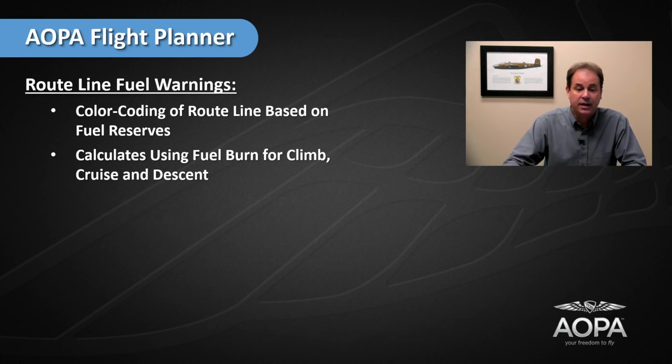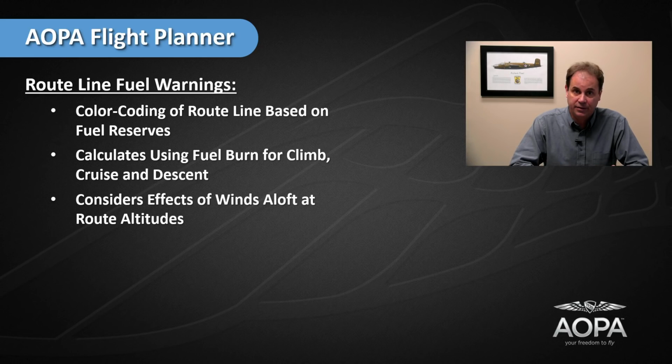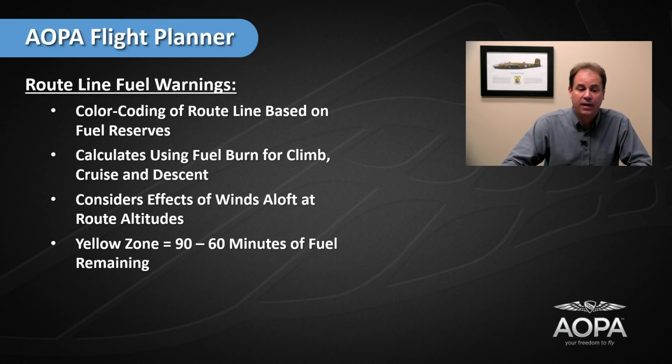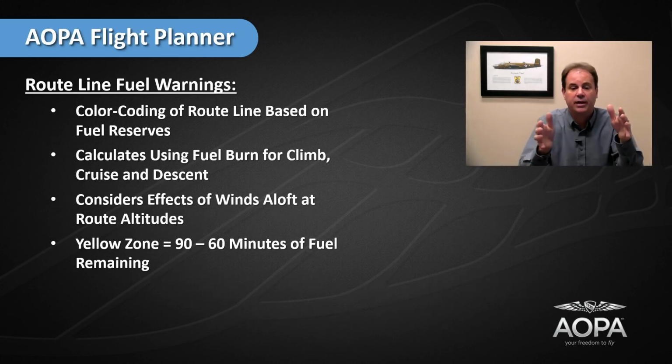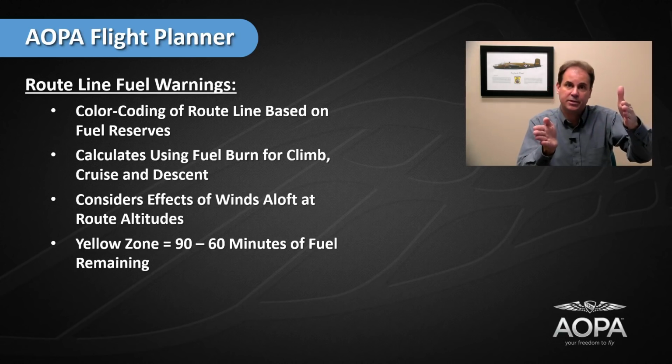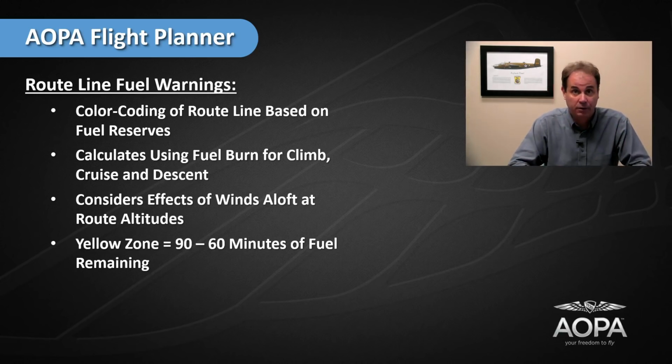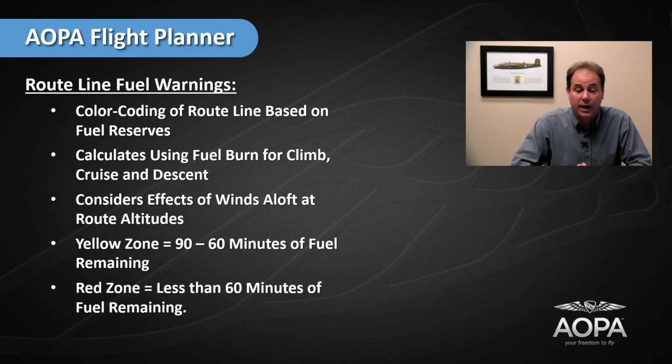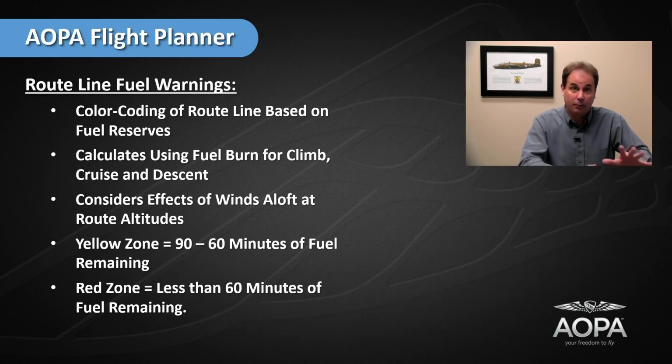We use all that information and we combine it with the current winds aloft detail, the effects that the winds aloft have on our aircraft. And all of that goes into color coding the route line based on two different categories. We have a yellow zone, which represents the area of your flight, if you're doing a long cross-country flight, where you'll go from having 90 minutes of fuel to an area where you'll have 60 minutes of fuel. So that little block of the route will be color-coded yellow. Whenever you have less than 60 minutes of fuel, that part of the route line will be colored red. Okay, so that's kind of what we call the red zone. You probably want to be stopping for fuel before you get into that.